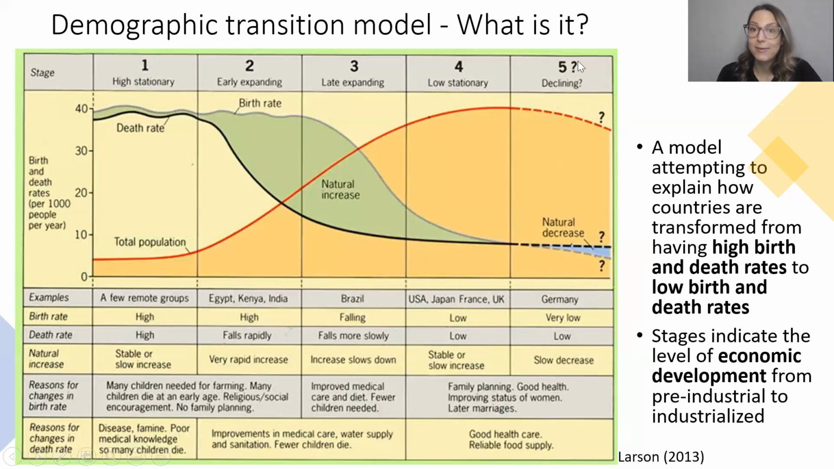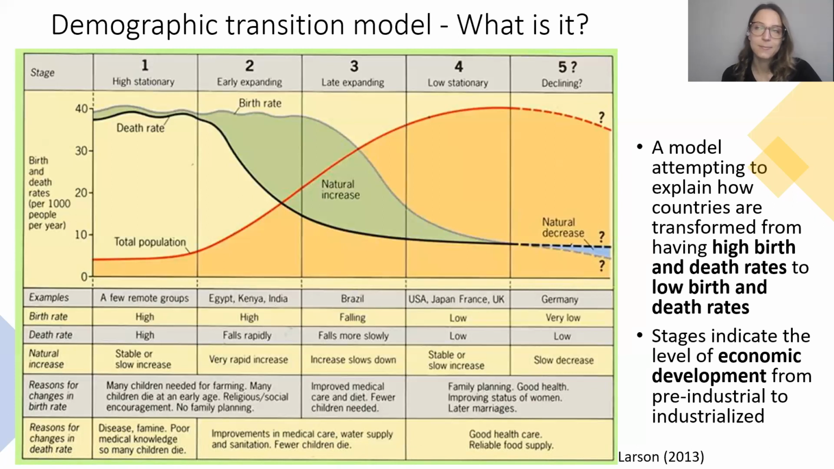Now, the reason there's a question mark here is because when this model was originally conceptualized back in 1929, there really wasn't any example of a country being in this kind of fifth stage. So we're in unprecedented territory. Now, what happens in the fifth stage is that the population actually starts to decline because the birth rate is below the rate of mortality.